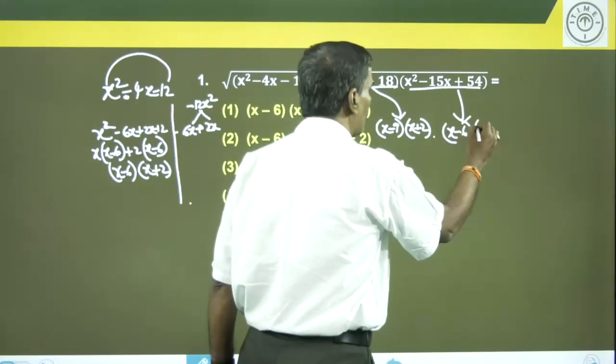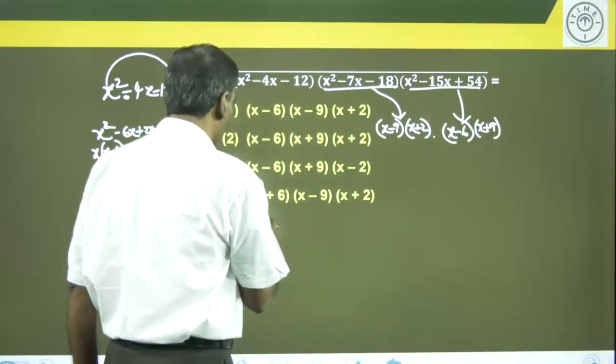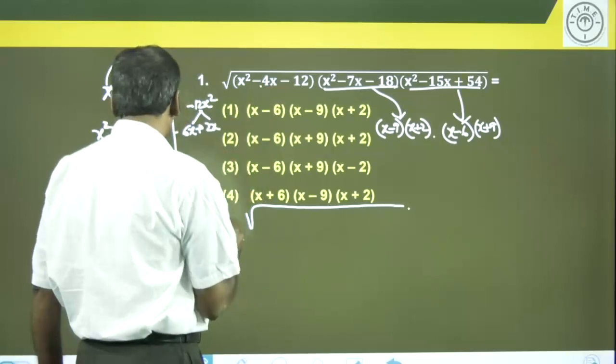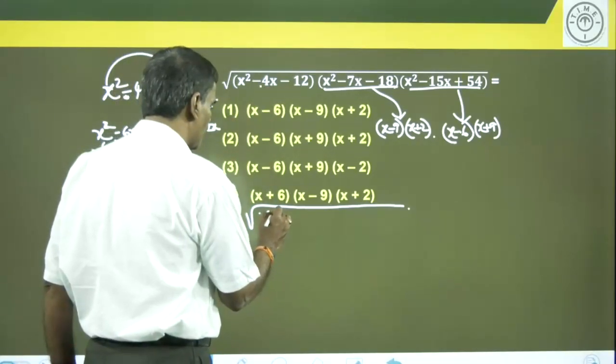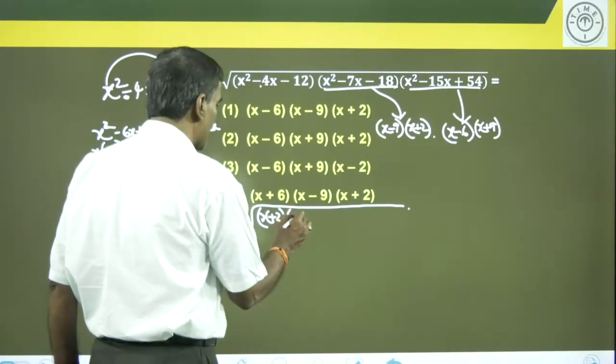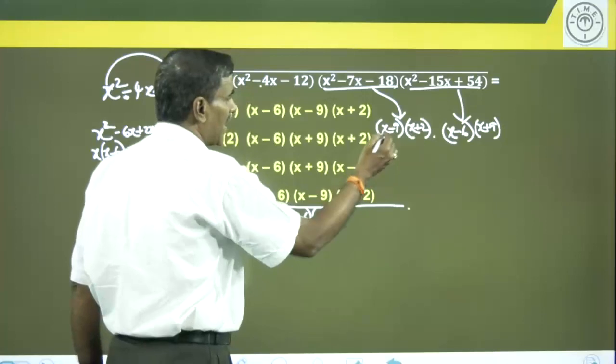So what we understand basically is these terms, if you are writing in the same under root form, this is basically x minus 6 into x plus 2. First I'll write x plus 2 into x minus 6. Right? The next one will become x minus 9 into x plus 2.